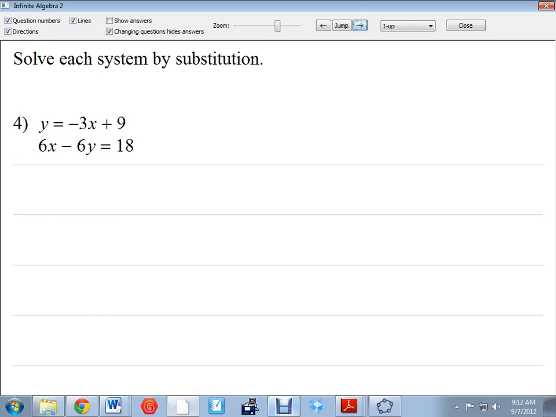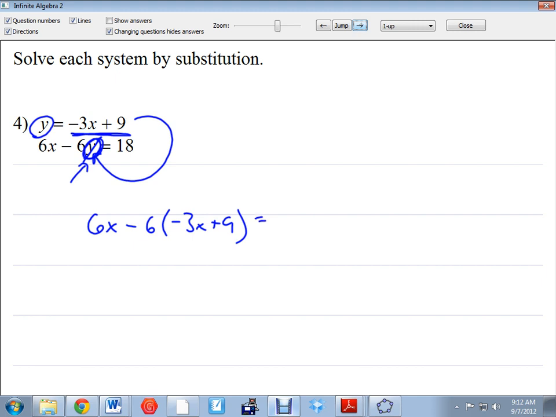The other ones are not, both equations are solved for y. It's still the same general concept. We have y is negative 3x plus 9, which means I can take a negative 3x plus 9 and I can plug it in where y is because that's what y is. So I'm going to replace the y completely in the second equation with the expression that y is. So we have 6x minus 6 times, and now I'm going to replace the y that is right here with what y is, the negative 3x plus 9. That goes in for y is equal to 18.